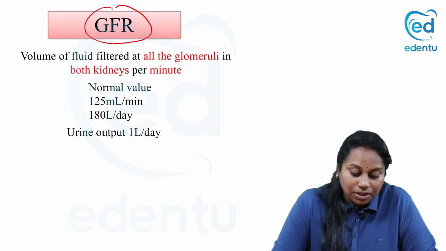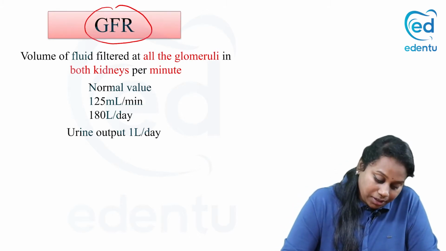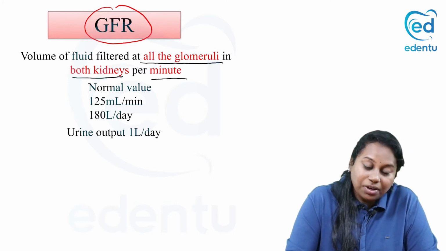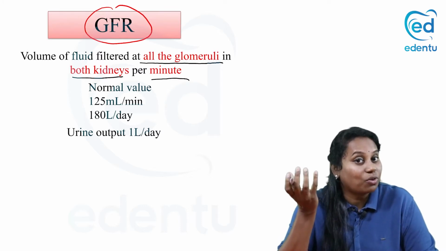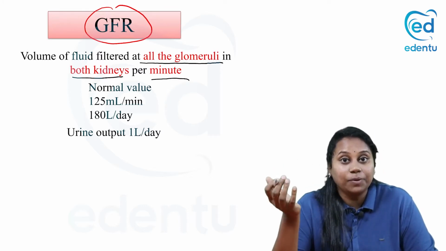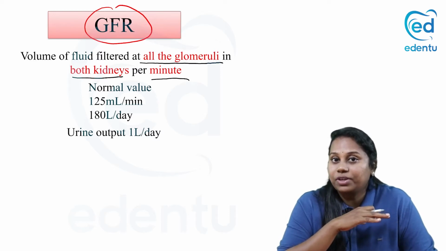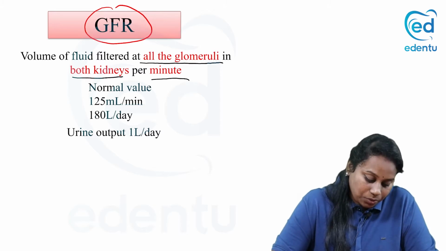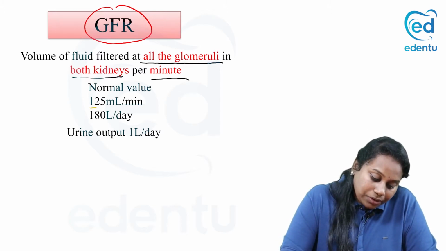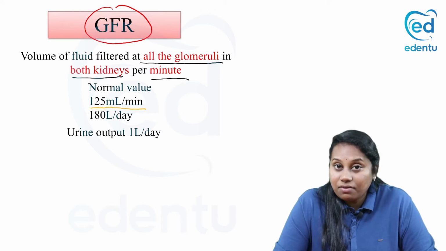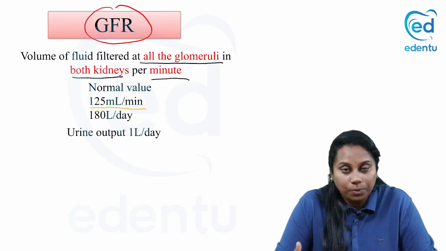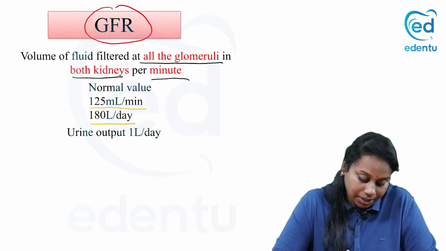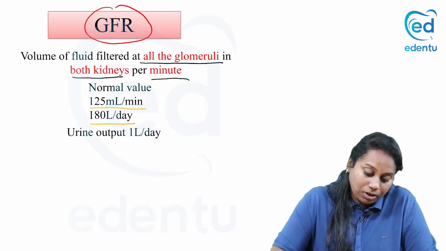GFR is the volume of fluid filtered at all the glomeruli in both the kidneys per minute. So we are not talking about one glomerulus, we are not talking about one kidney. It is about the volume of fluid filtered in all the glomeruli of both the kidneys per minute. So what is the normal value? 125 ml per minute. And if I convert this value into per hour or into per day, you get 180 liters per day.